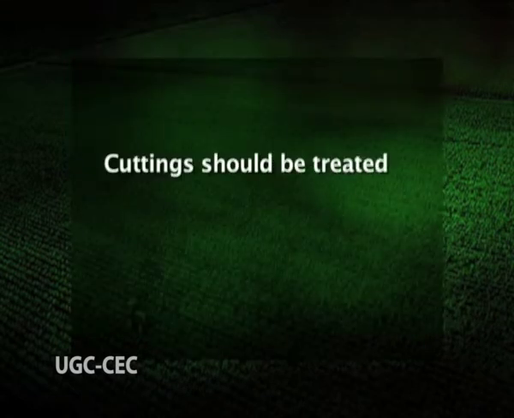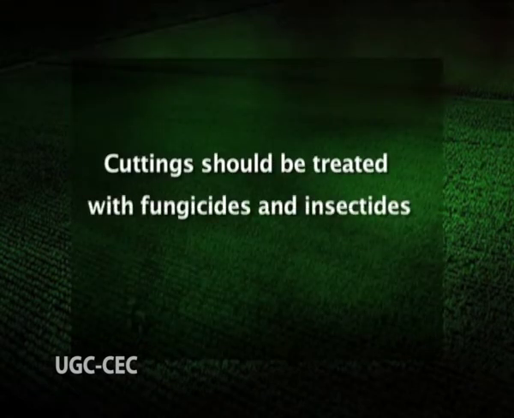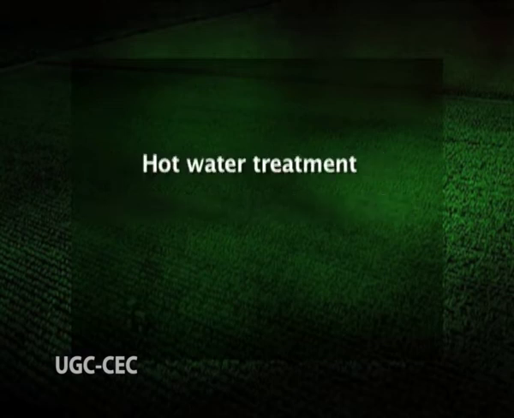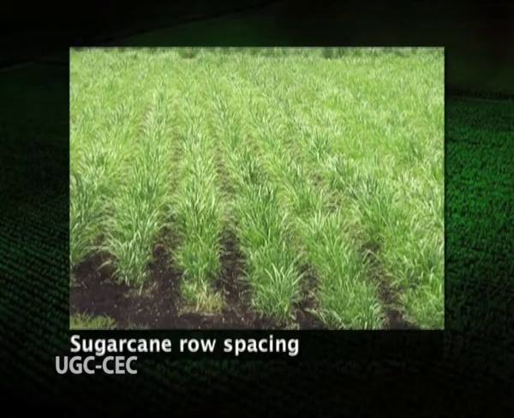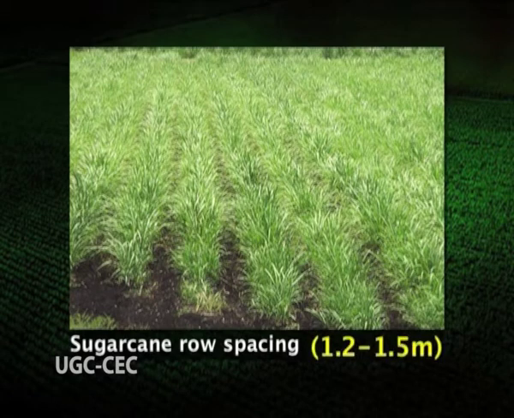Before planting, the cutting should be treated with fungicides and insecticides. Frequently, a hot water treatment, 1.5 hours at 52 degrees centigrade, is also used to kill viruses and insects. The row spacing depends on the cultivar and also on the width of the implements which will be used. It is normally 1.2 to 1.5 meter.